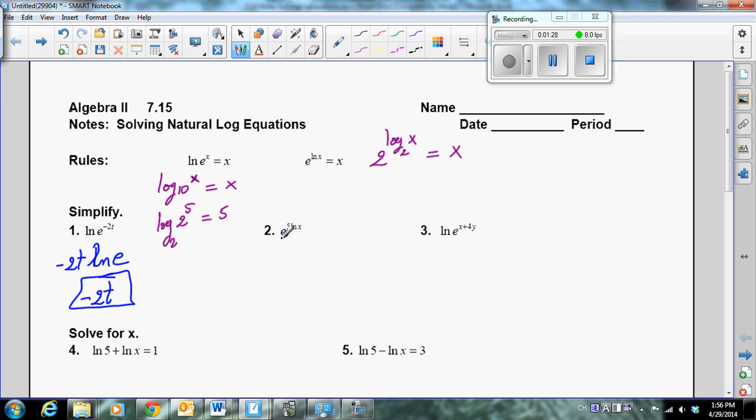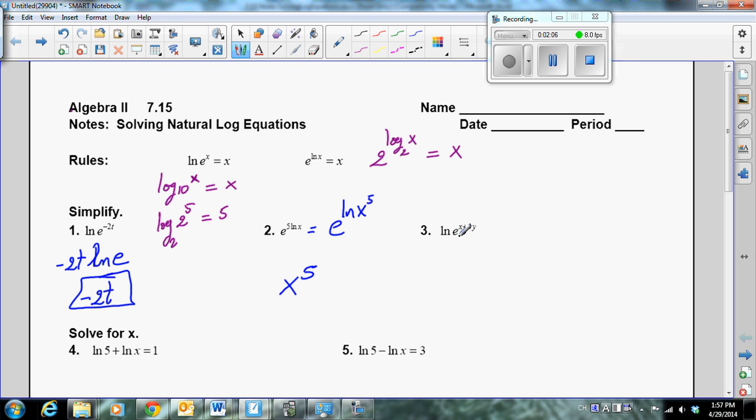Number 2, on the other hand, is slightly new. I have e to the power of 5 ln of x. Well, I cannot simplify or cross out the e and ln unless I get rid of the 5. So this is the same thing as e to the power of natural log of x to the power of 5. Note that I pushed the 5 that was standing in front of natural log in as an exponent. Now, with the e and ln standing next to each other, my answer is just x to the power of 5.